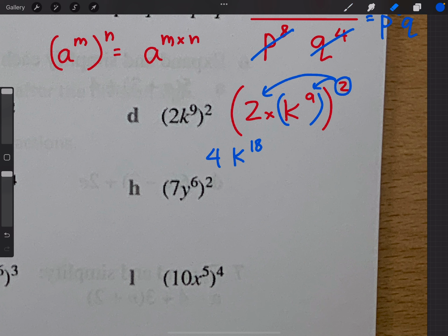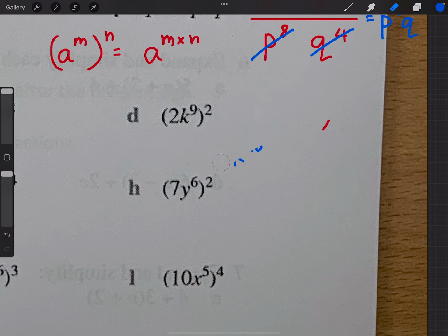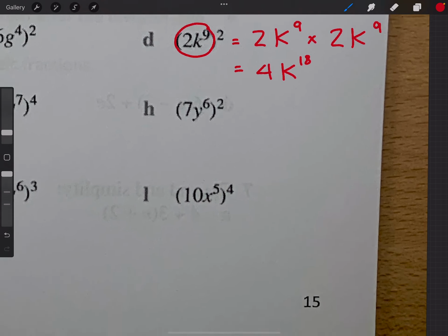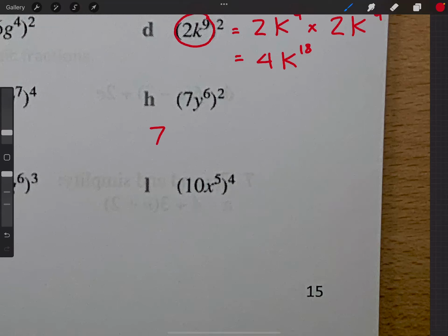Another way you can think about this, I'll show you. Let me rub that out. So we know the answer is 4k to the 18. You can think of it like this. Because you're squaring this number, you're going to multiply it by itself. So 2k to the 9 times 2k to the 9. 2 times 2 is 4. k to the 9 times k to the 9 is k to the 18. We add the powers. Same thing. This one you can think of as 7y to the 6 times 7y to the 6, and that'll give you 49y to the 12.